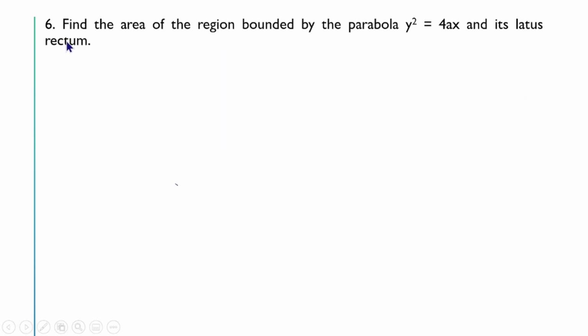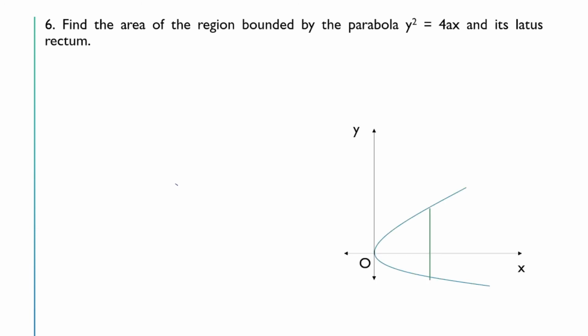The next question, find the area of the region bounded by the parabola y square equal to 4ax and its latus rectum. So for a parabola y square equal to 4ax, the latus rectum is nothing but it is the line which passes through the focus and perpendicular to the axis of the parabola. So this is the latus rectum and it has got a length 4a. So this latus rectum, it passes through the focus. Here the focus is a comma 0 and this is the parabola y square equal to 4ax. So this is the latus rectum.